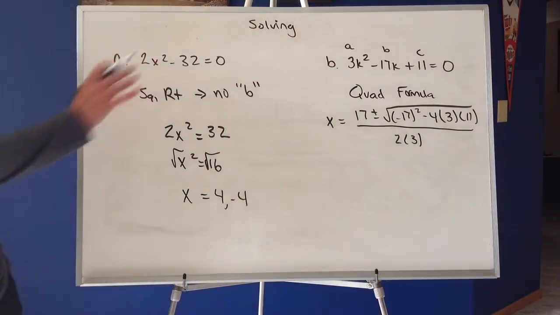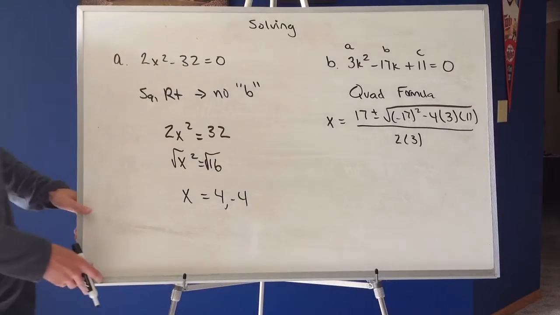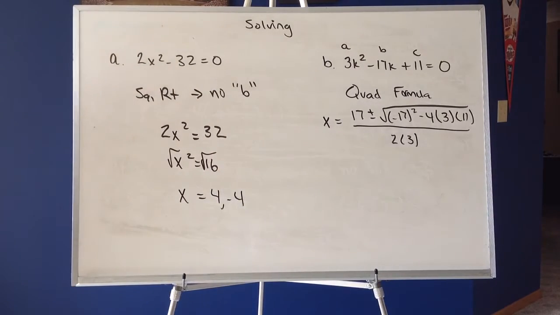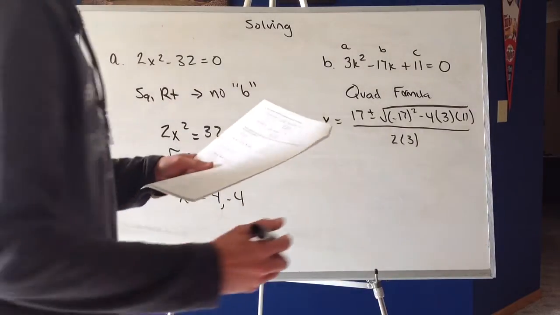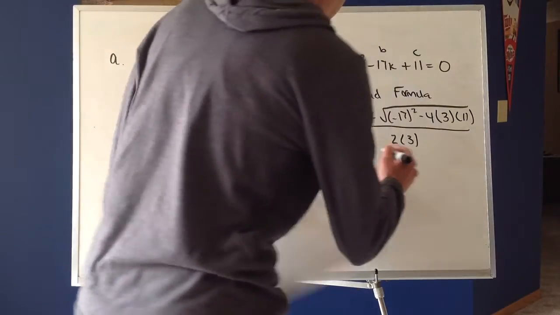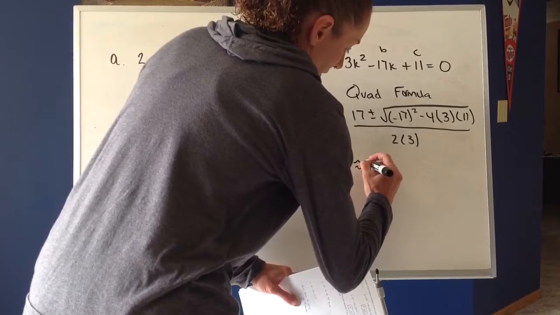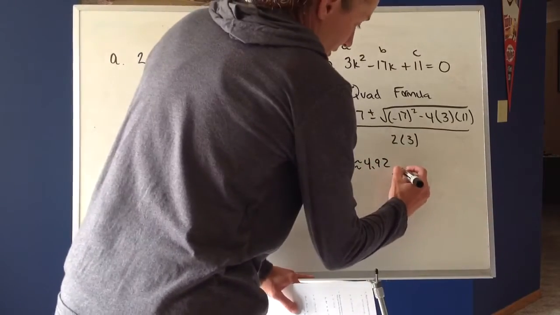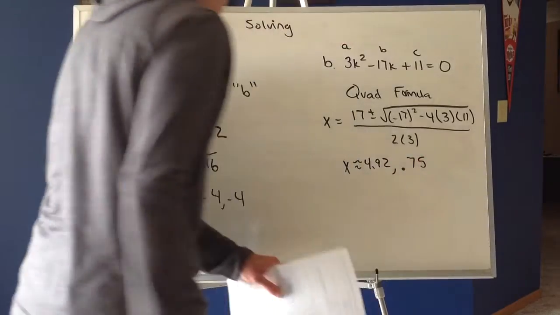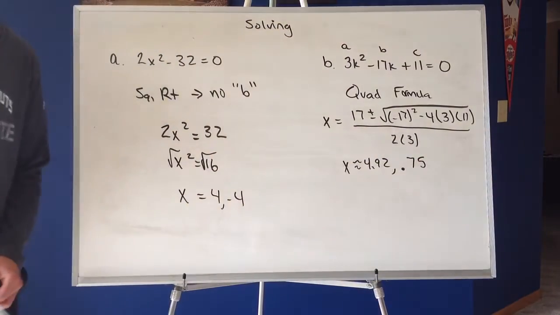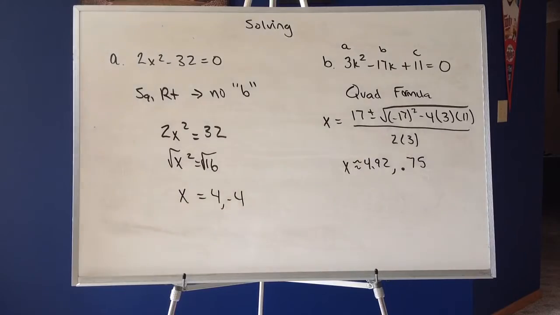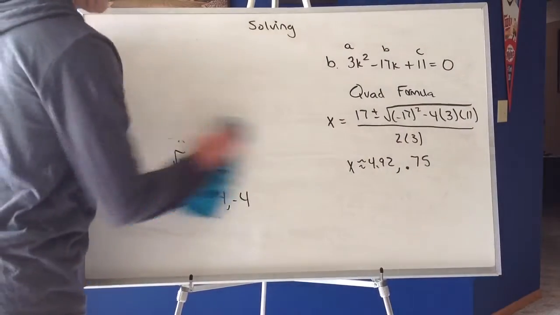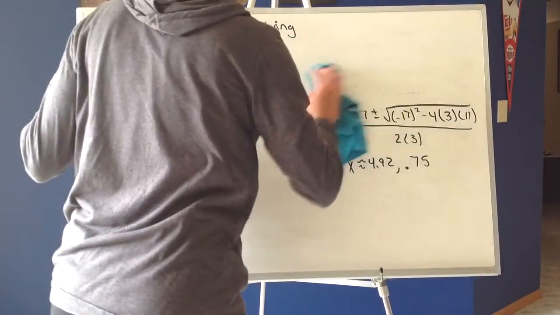Okay, so again, put it in the calculator just like that. I would probably put the plus 1 in first and then the minus 1 in second. That's just the way I kind of do it. Okay, and you should end up with 4.92 and 0.75 as your two answers when you use the formula. So again, square root for that one, quadratic formula for that one.